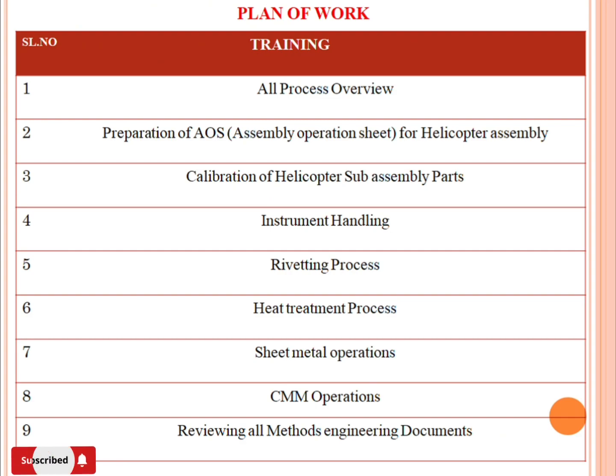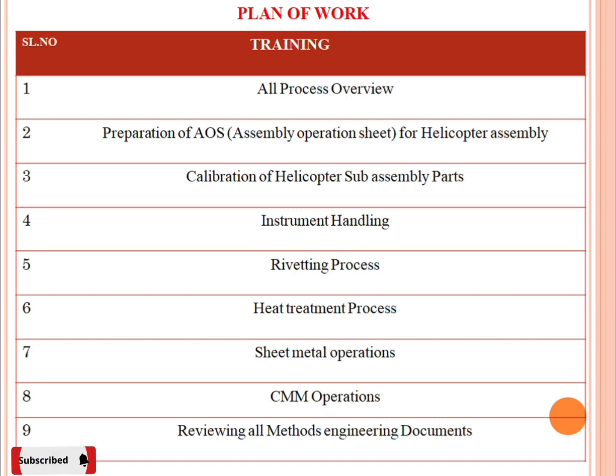Actual plan of work in a company. The first work process is process overview. The second one is preparation of AOS, that is assembly operation sheet, for helicopter assembly. Third one is calibration of helicopter sub-assembly parts. Fourth one is instrument handling, riveting process, heat treatment process, sheet metal operations, CMM operations, reviewing all methods engineering documents.